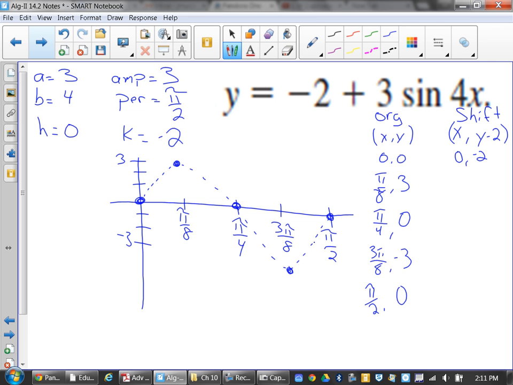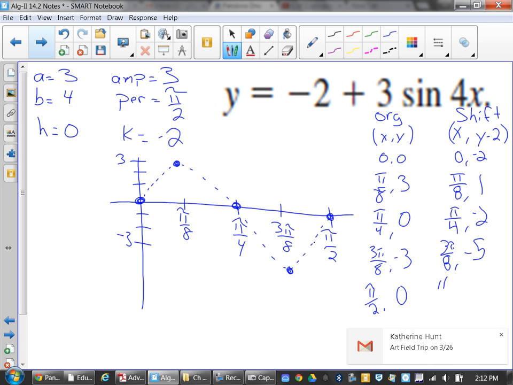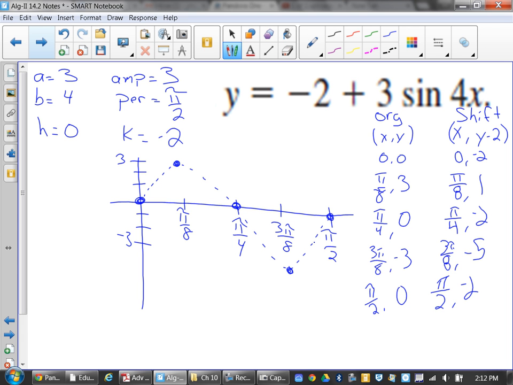Pi over 8, and 1. Oh, no, I get it. Pi over 4, and negative 2. 3 pi over 8, and negative 5. Pi over 2, and negative 2.